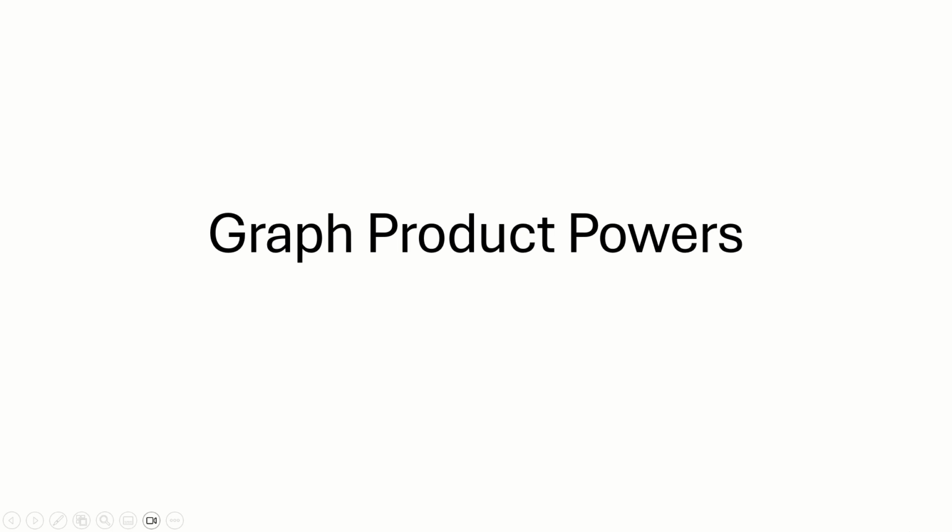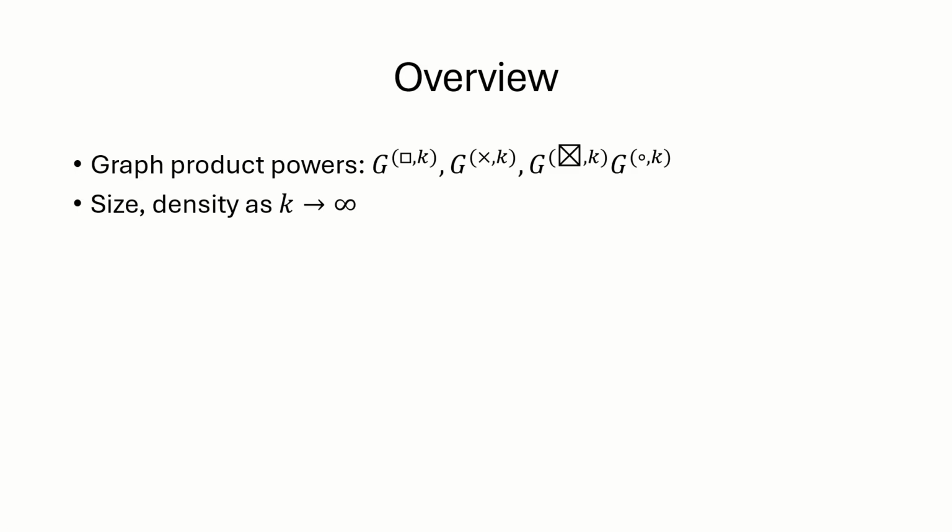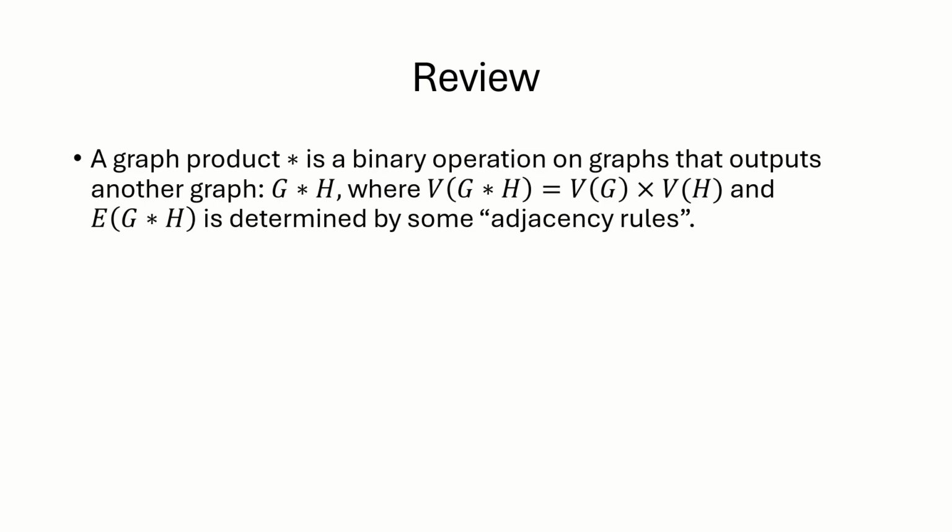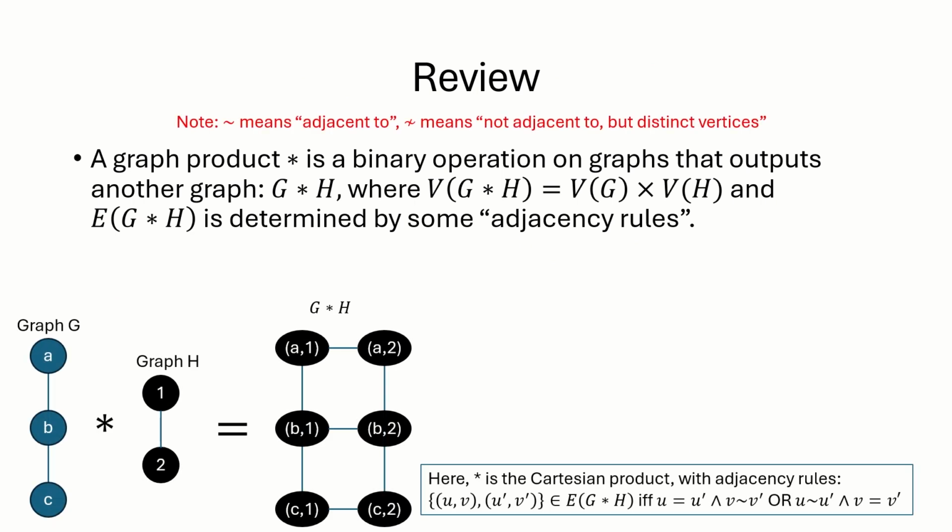Today we're going to look at graph product powers and the limiting behavior of their densities and sizes. To review, a graph product is a binary operation on graphs that takes as its input two undirected graphs and outputs an undirected graph whose vertex set is the Cartesian product of the input graph vertex sets and whose edge set is defined by some so-called adjacency rules.